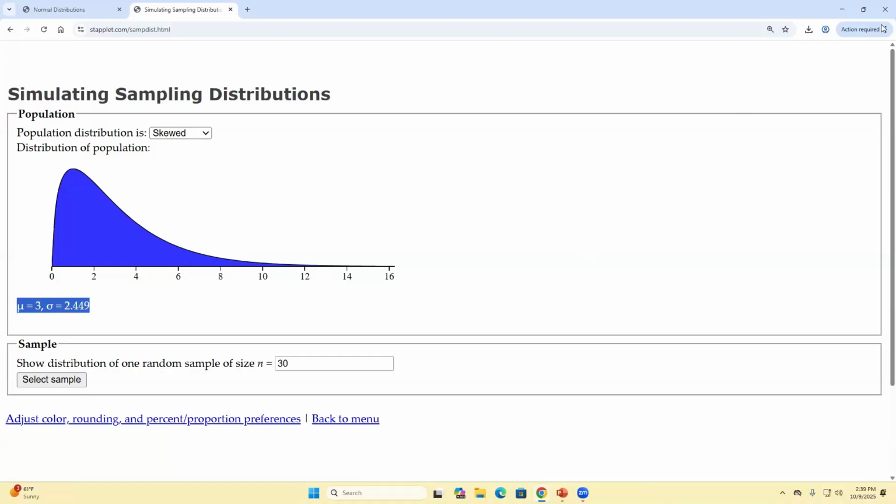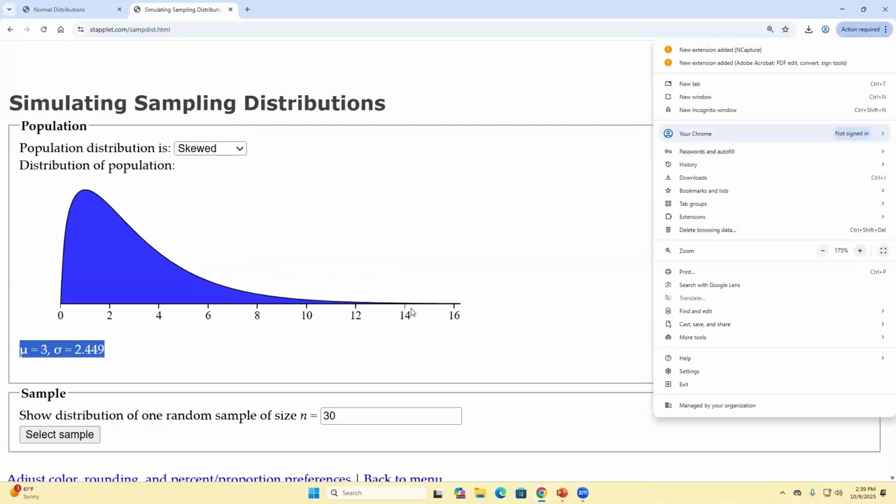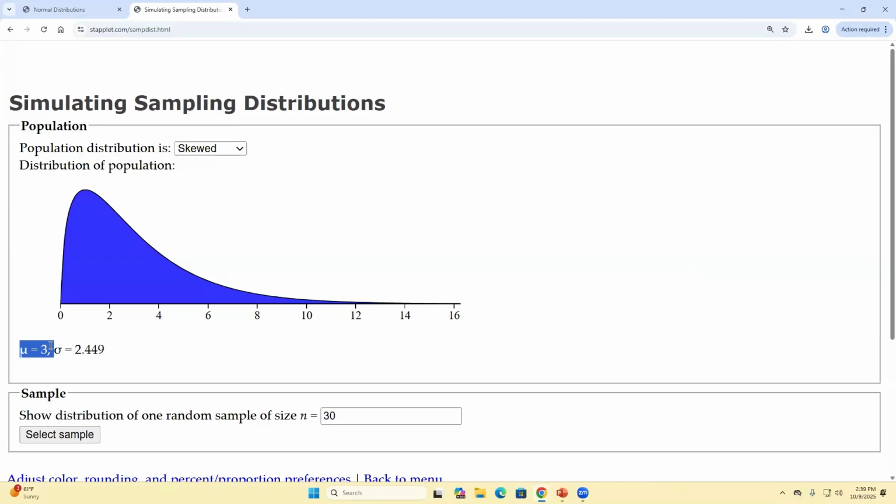And we see that in this population here, we have a population mean of 3. So if we took all the members of this population, added them all up and divided by the size of the population, we would get a mean of 3. So that's a value right there. And then our population standard deviation equals 2.449. So there's your mu equals population mean. And there is your standard deviation, population standard deviation, sigma equals 2.449.